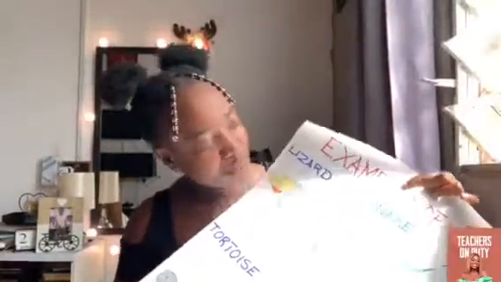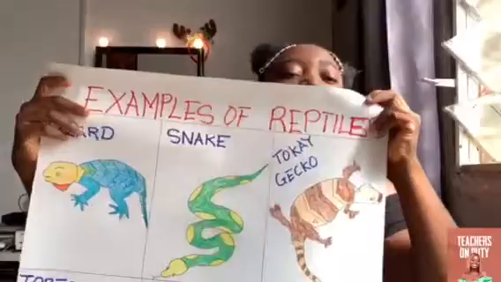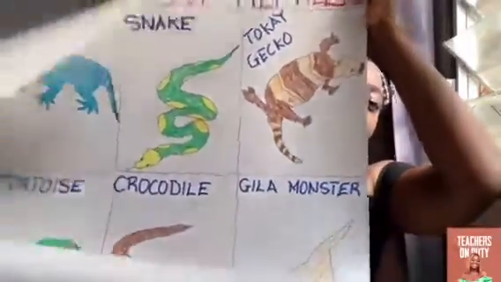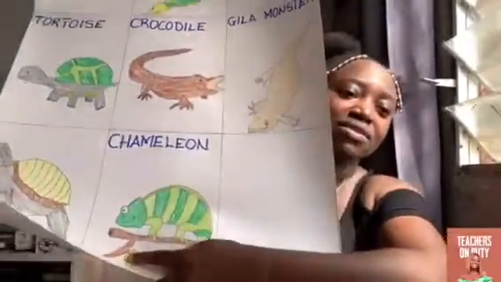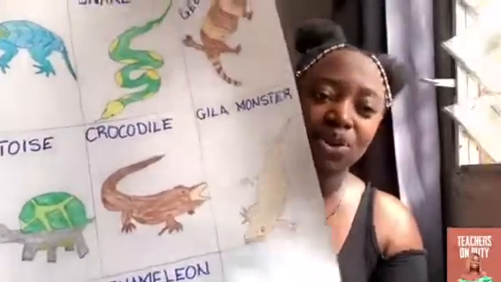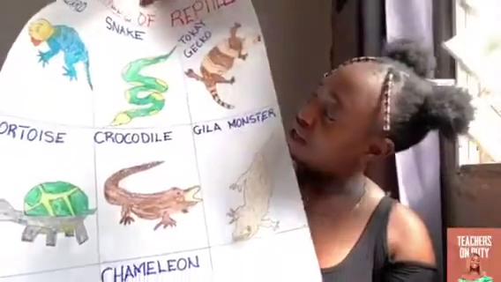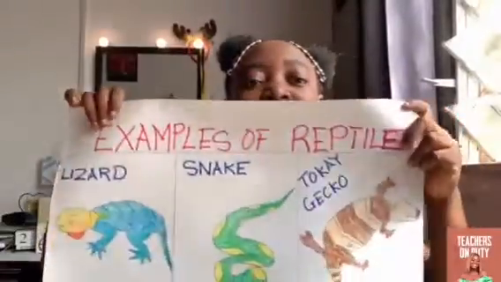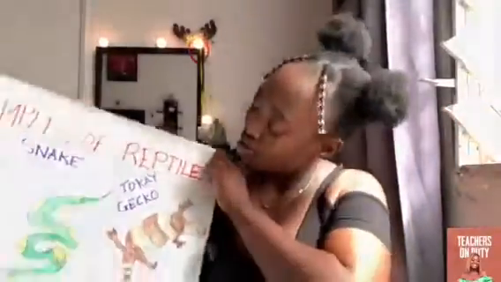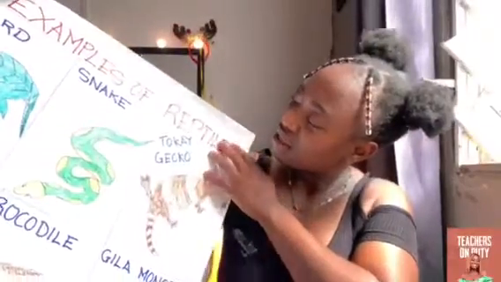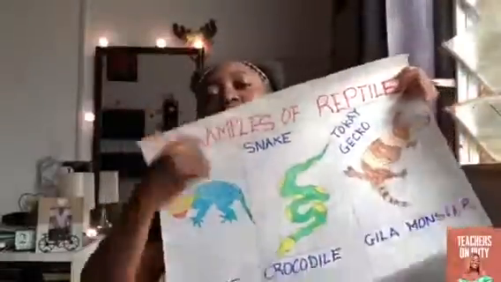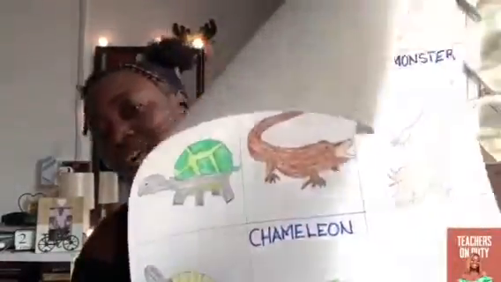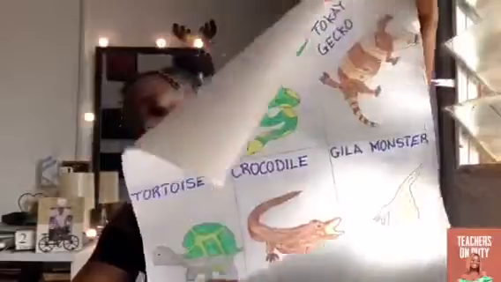I think this is on reptiles. Yeah, so I drew some examples of reptiles. There they are. Yeah, I have the tortoise, the turtle, the crocodile, the lizard, snake. What is this? Oh, wall gecko. So that is examples of reptiles.